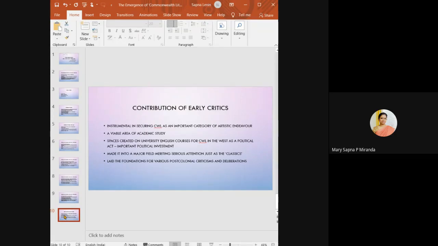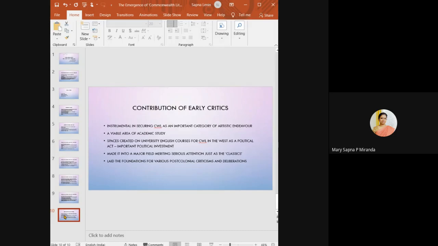Earlier, people never thought about it. So at least a new identity was given to the writings of these writers who came from these various Commonwealth countries. They also helped in establishing this as a proper area of academic study. So many universities and colleges, even for instance, the very reason that we are studying a paper on post-colonial literature is thanks to these early critics, the Commonwealth literary critics, who, though their ideas did not really hold, made this contribution. So they proved that this is a viable area of academic study.